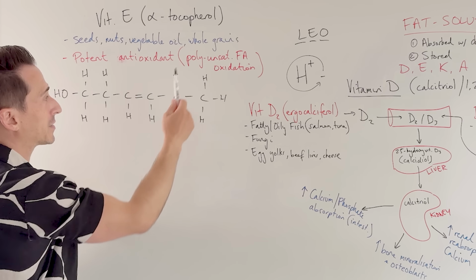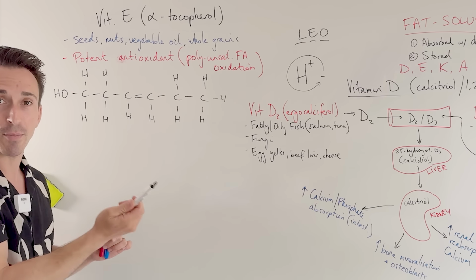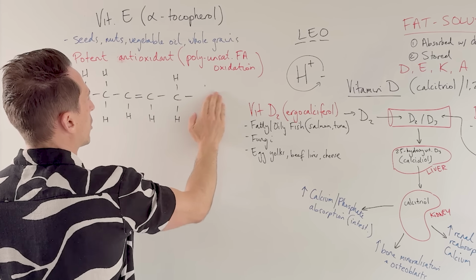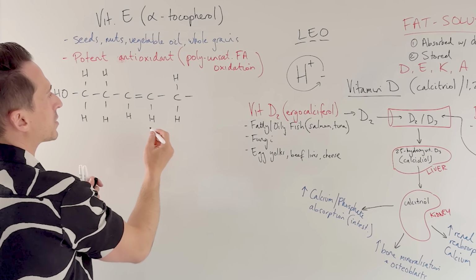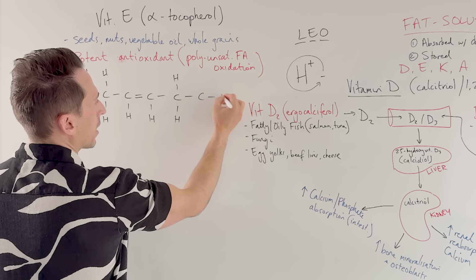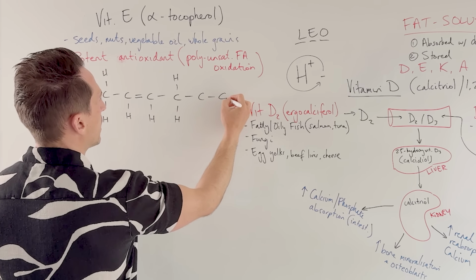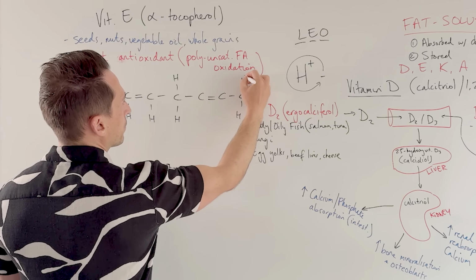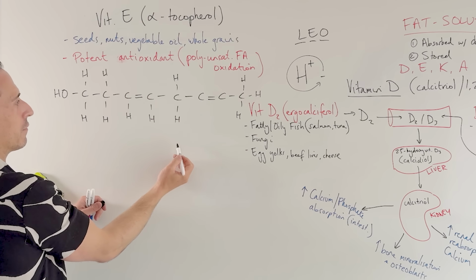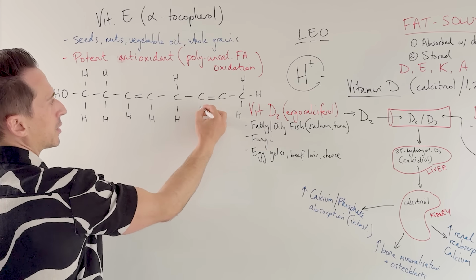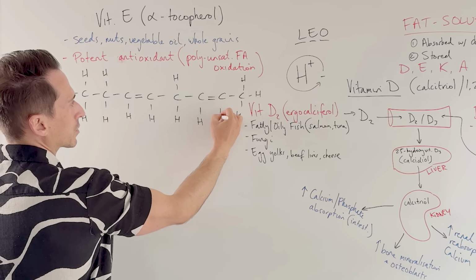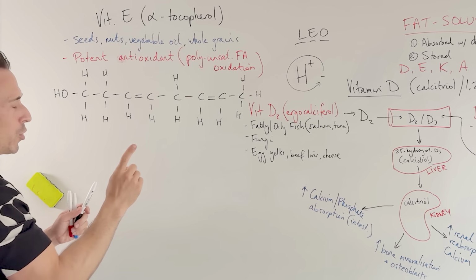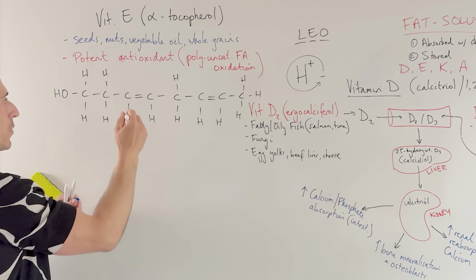Now if you have a polyunsaturated, there's just more of these double bonds, right? So let's make this a little bit longer and have a look. Let's just say we've got that, and let's put another double bond here, and then we'll finish it here. So what are we going to have? This one's going to have hydrogen here, this one's going to have hydrogen here, and then it's all filled up because each one now has 4 bonds. This is what we call a polyunsaturated fatty acid.